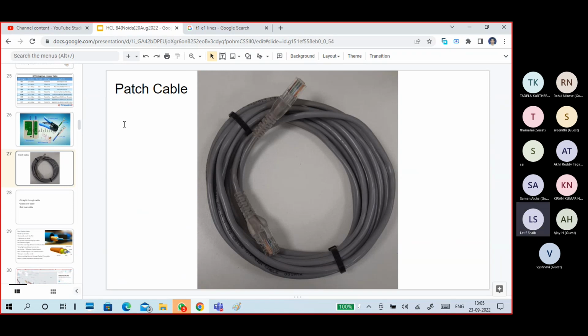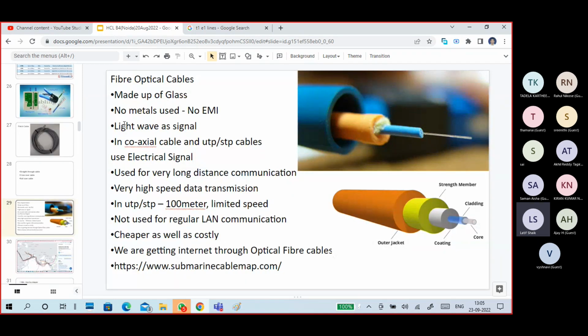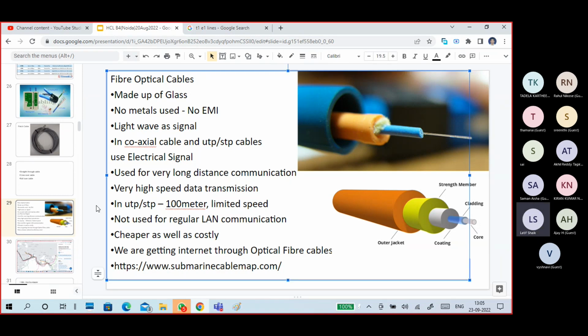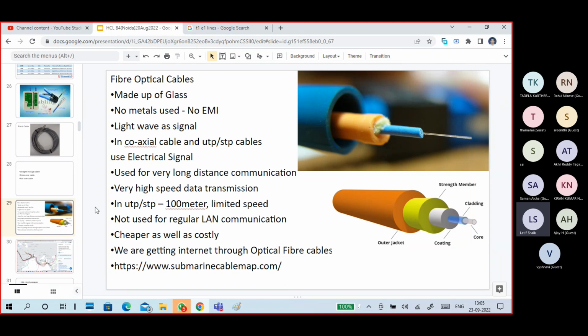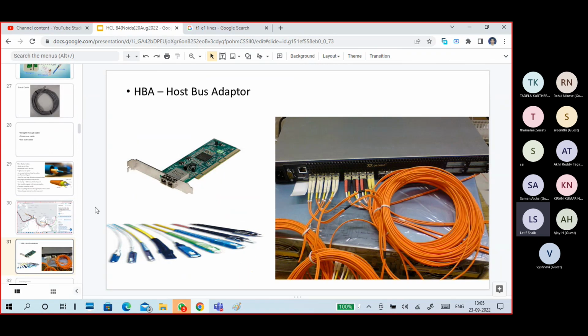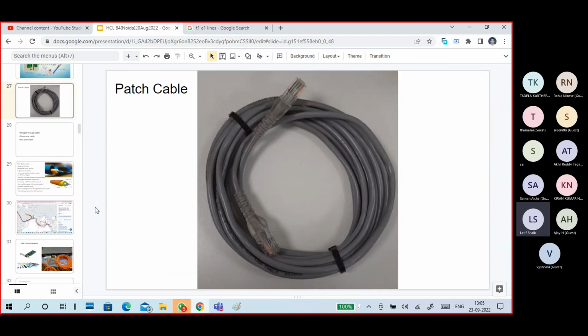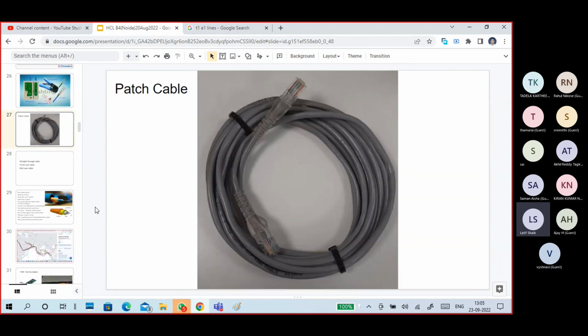The problem with these cables for regular communication, basic LAN communication kind of stuff, is one problem. So here it is. How cost effective is it? Look here, guys. If you want to make or buy a patch cable, the cost is normally very low.